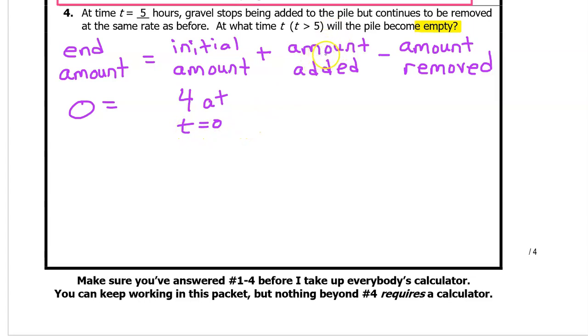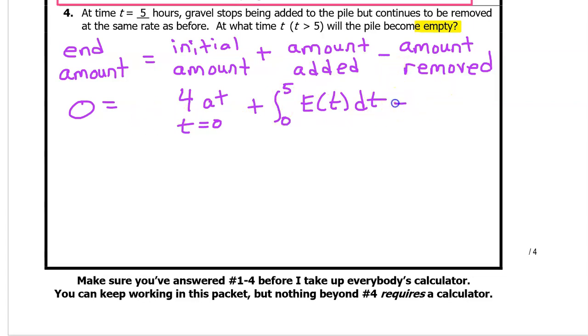Next, we need an expression for the amount of gravel added to the pile. We know that the integral of a rate is the change in amount. So the integral of the rate in should give us the amount added. We are talking about a time from 0 to 5 because we are told that at t equals 5 hours, gravel stops being added. So that's why we have this upper limit of integration. So this is the expression for the total amount of gravel added during the entire time.